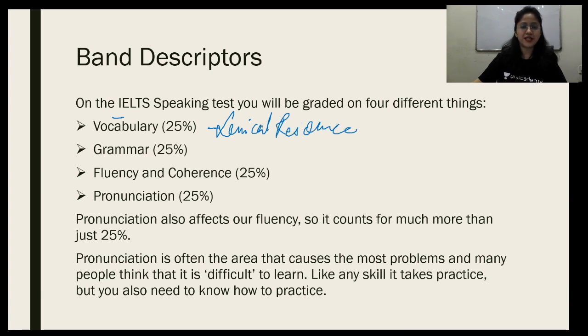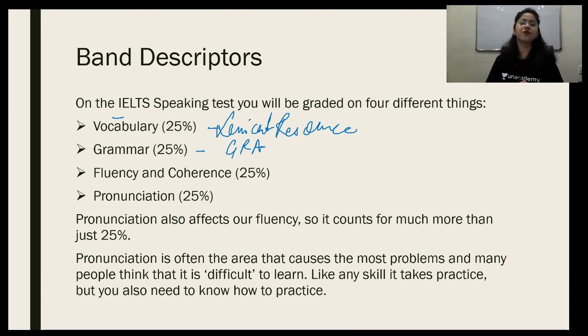Then you've got grammatical range and accuracy, GRA, and you've got fluency and coherence and pronunciation. Now, all these 4 will help you get your total band score combined together. So, it's very important that you concentrate on all the 4 band descriptors.